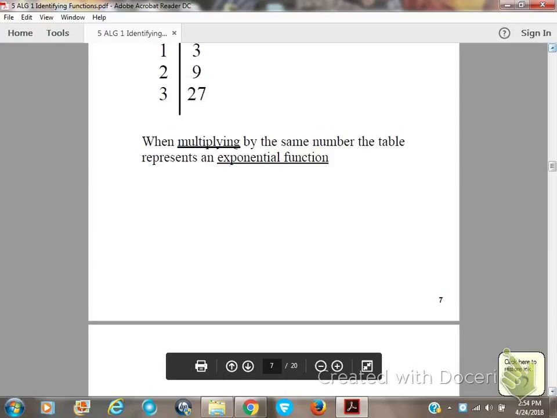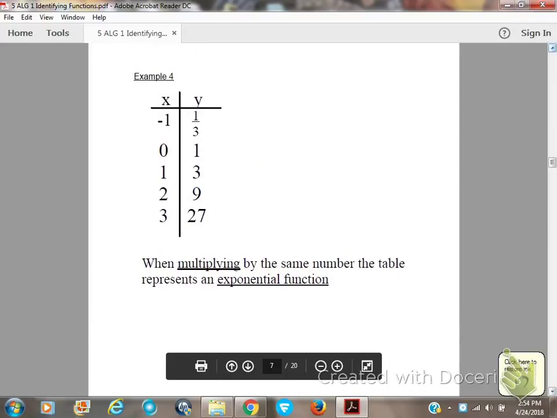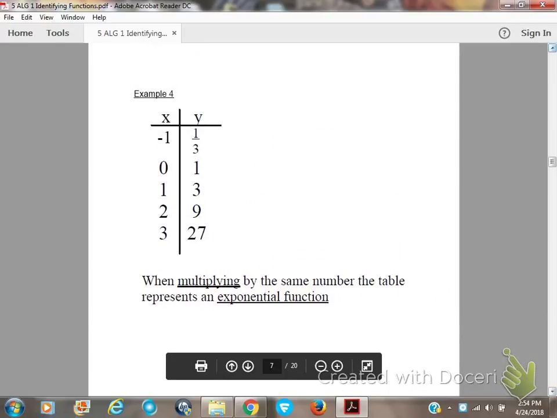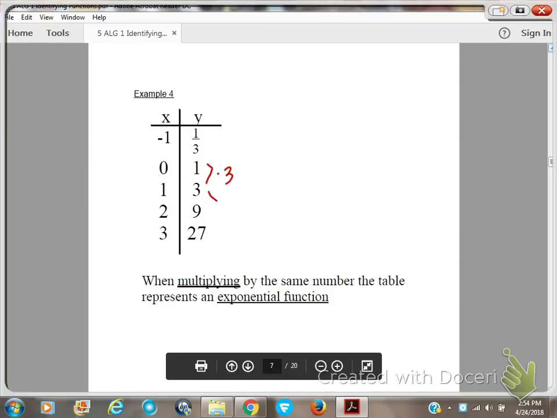Now in this one, adding and subtracting isn't going to get you what you need to do. The pattern in this one is multiplication. Specifically, you're multiplying each time by 3. Even 1/3 times 3 gives you 1.